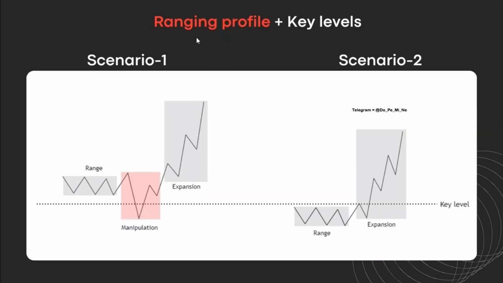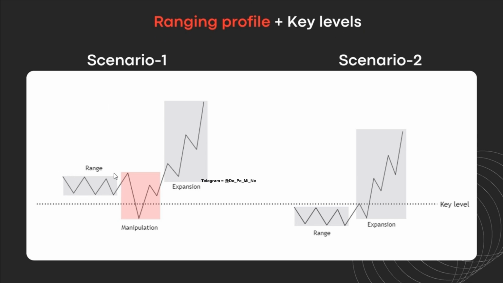Now, the first combination we've got here is the combination of ranging market profile and key levels, right? What you need to keep in mind is that this line right here represents key levels on the higher time frame, okay? So whenever you see this dotted line right here, it represents a key level on the higher time frame. Now, there are only two possible outcomes or scenarios we can have based on this combination of ranging profile and key level.